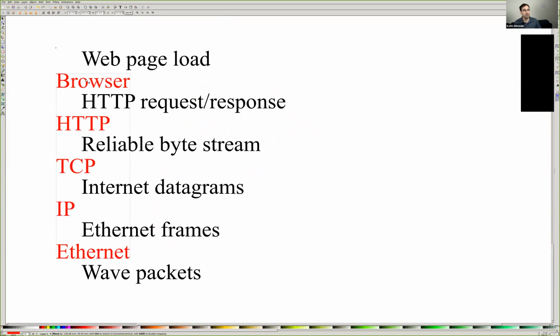So there's different ways to look at the layers. You could say we have these different abstractions layered on each other, or we could say we have these different tools layered on each other that convert between the abstractions. Ethernet converts from raw voltages on the wire to frames. IP converts from frames to datagrams. TCP converts from datagrams to byte stream. HTTP converts from a byte stream to a bunch of request responses. And the browser uses a bunch of request responses and produces a page load.